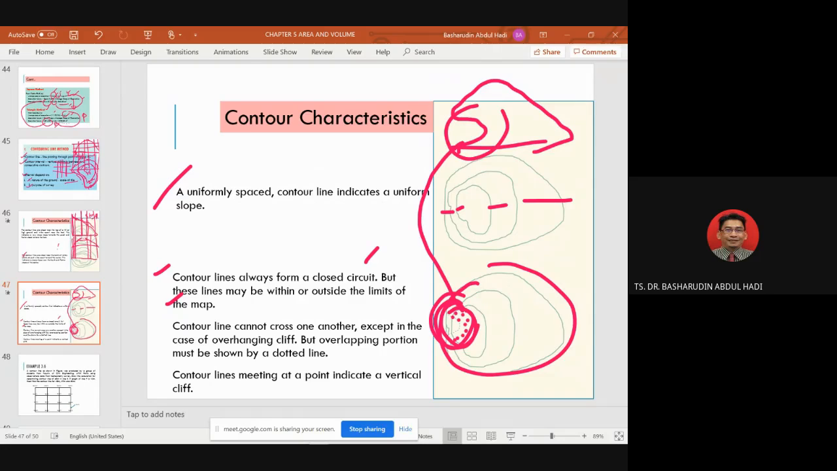Contour lines cannot cross one another. We cannot say that this contour line and this contour line can cross. Cannot, unless this one is a dotted line. It is a dotted line like this. Maybe they have something under the first one. But this line may be within or outside the limit. Contour lines cannot cross one another except in the case of an overhang or cliff like this or like this. But the overlapping portion must be shown by a dotted line. Contour lines meeting at a point indicate a vertical cliff.